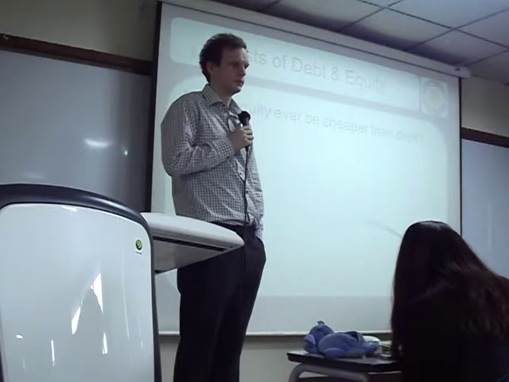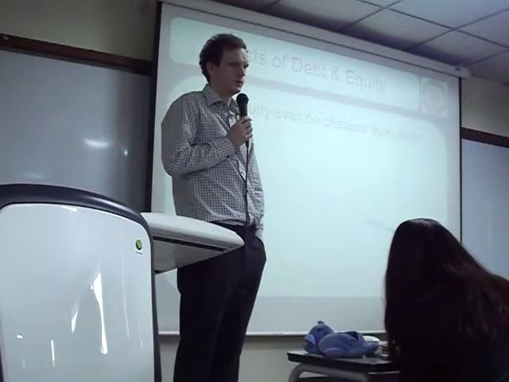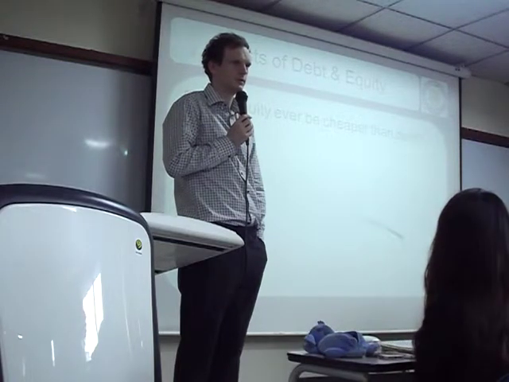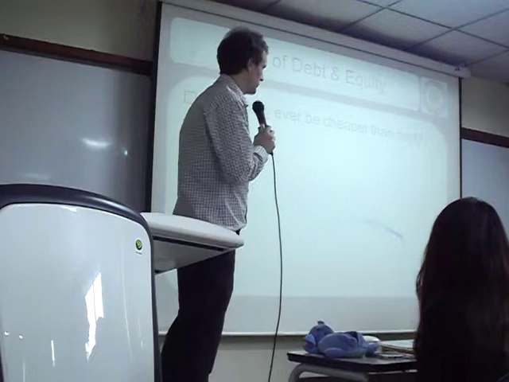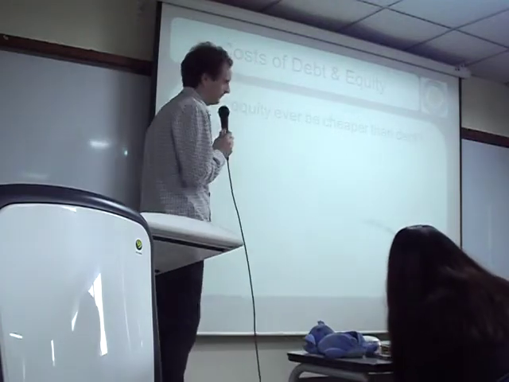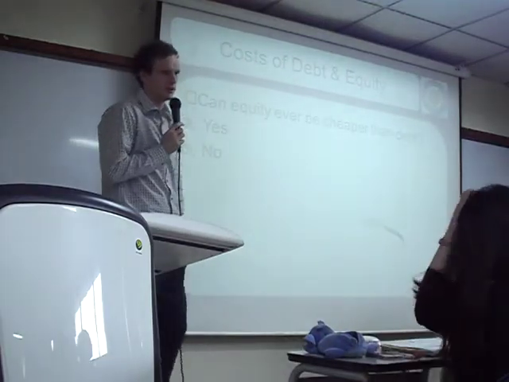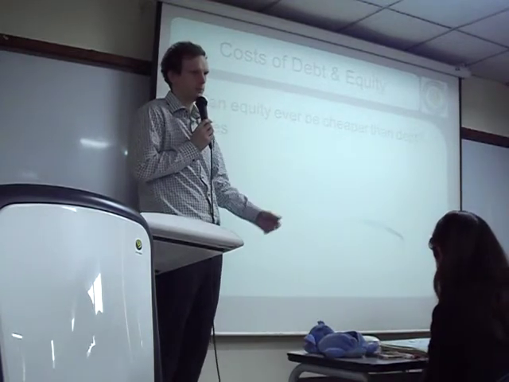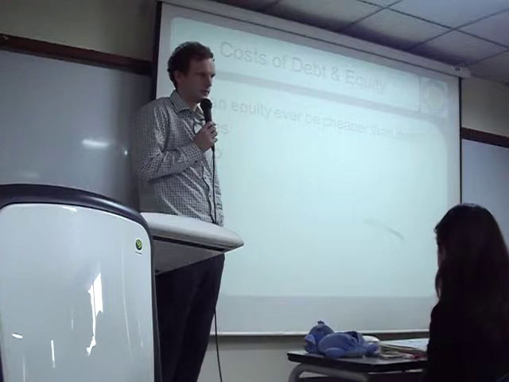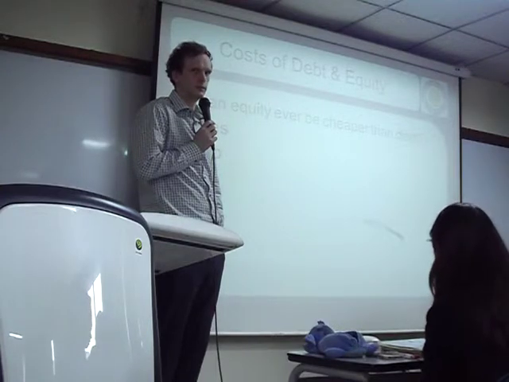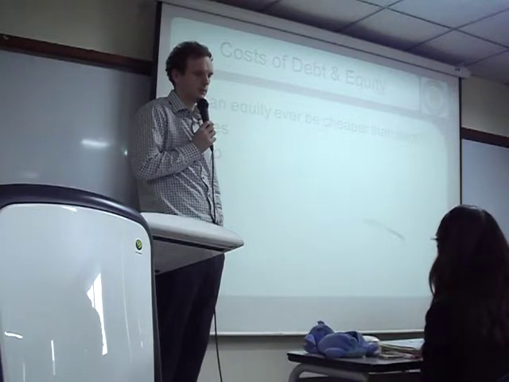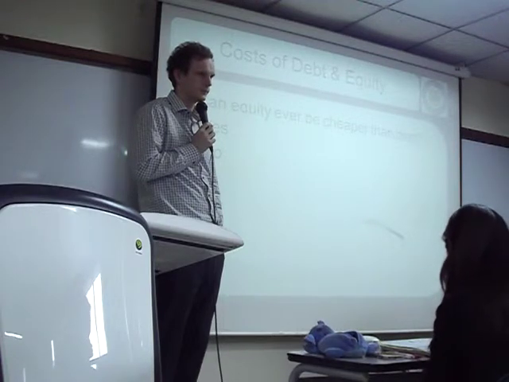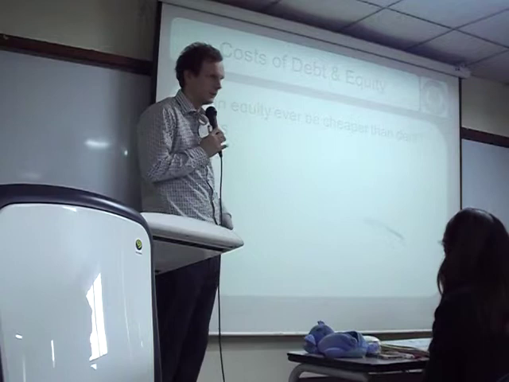What's the keyword? Keyword begins with R, ends with K, has IS in the middle. Risk. Risk, very good. How did you know? Which is riskier? Lending money to the company or buying stock in the company? Buying stock. Why is buying stock riskier than lending money? Because in case of bankruptcy of the firm, you will not get any money.